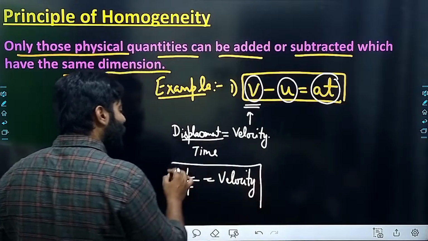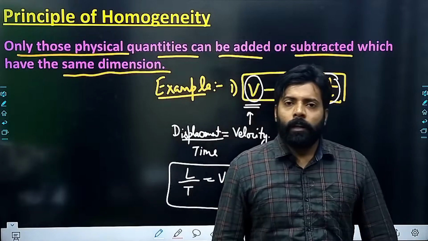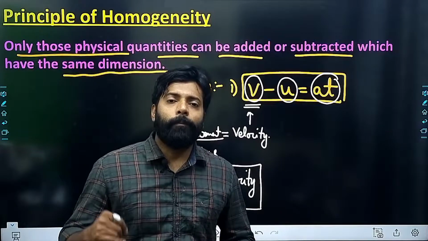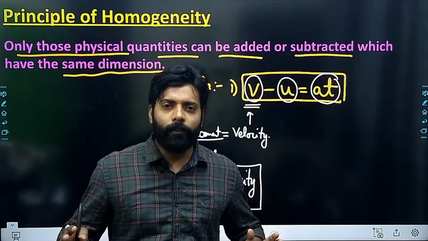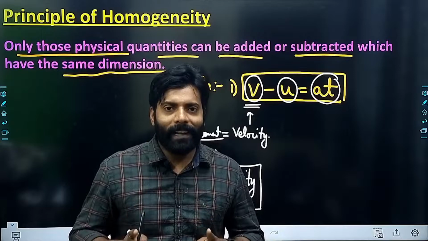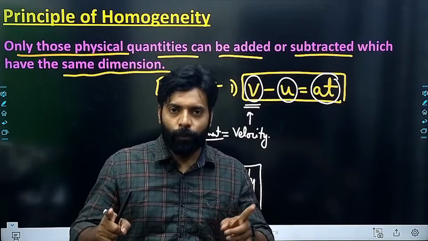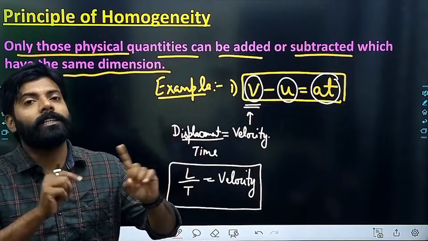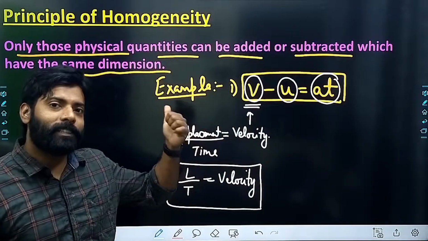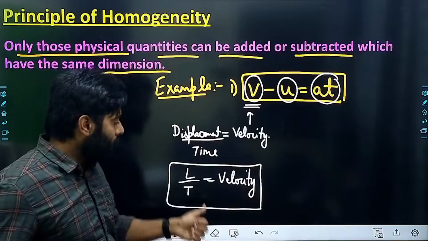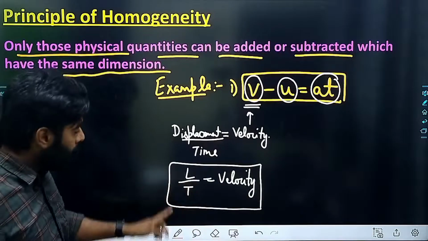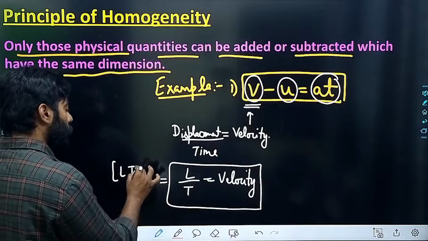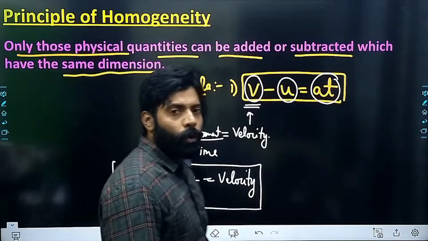So why are you writing this as length? Because when we are dealing with dimensions, we are not concerned about the magnitude. Whatever magnitude they have, we are not concerned about that. We are mainly concerned about what we are measuring from those 7 fundamental quantities. From those fundamental quantities, displacement comes into the category of length. So I can classify this as L. So L by T. The dimensions of velocity is LT^-1.